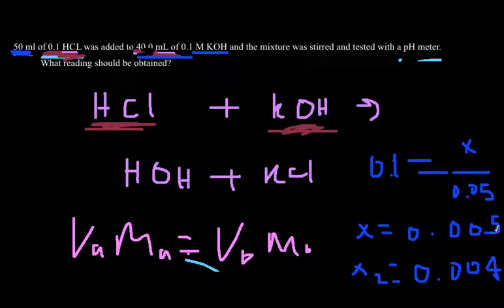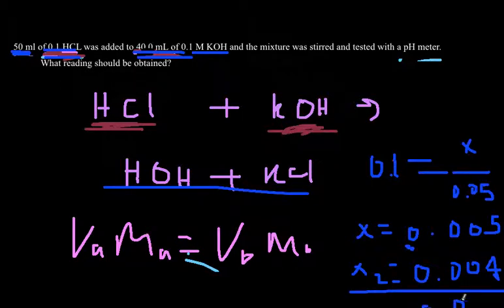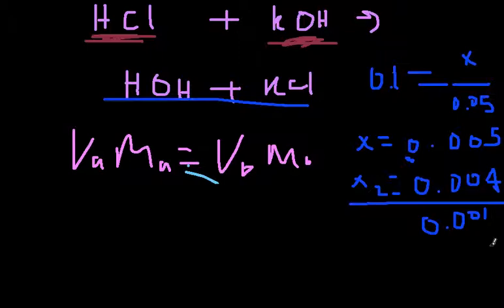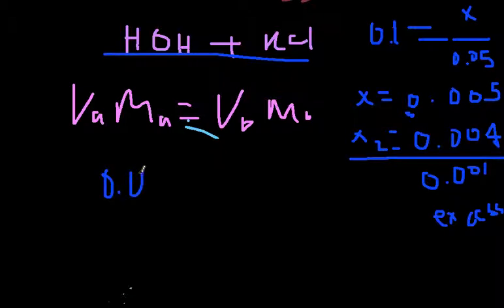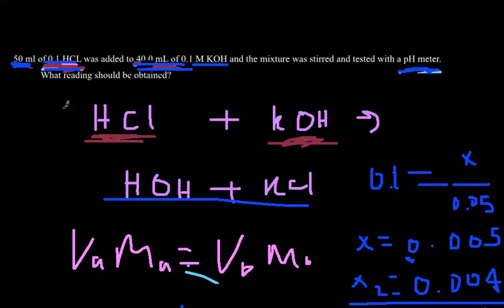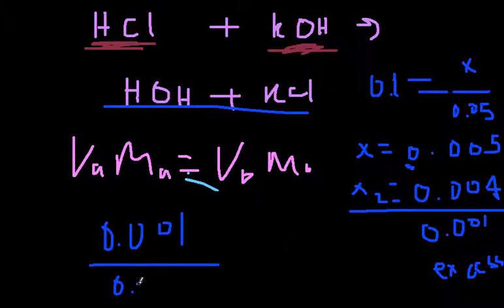So 0.004 moles of this will react with 0.004 of this to form this. But then there's going to be 0.001 excess. So what are we going to do with this excess? It's going to form the pH. So 0.001, that's moles, over the total volume, which is 90 milliliters, or 0.09 liters.